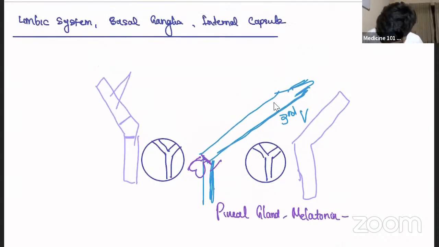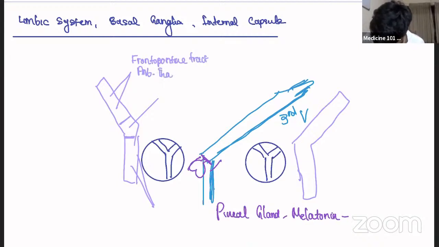There's the anterior, posterior, and I actually forgot the middle one. Let me check the middle one. Give me a second. Okay, I'll check it and send. So the anterior one has the frontopontine tract and the anterior thalamic tract. I think this is called the genu. Let me check. This is the genu. This is the corticonuclear tract.